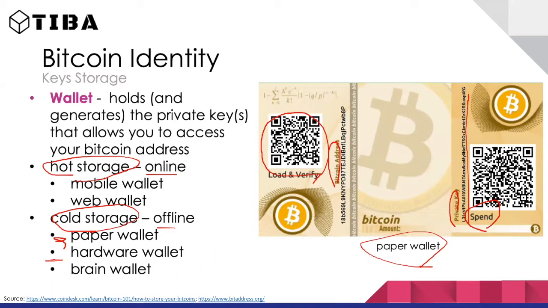There's also a hardware wallet, like a USB stick that stores the information, and then also a brain wallet, some methods that can help you memorize the private key.